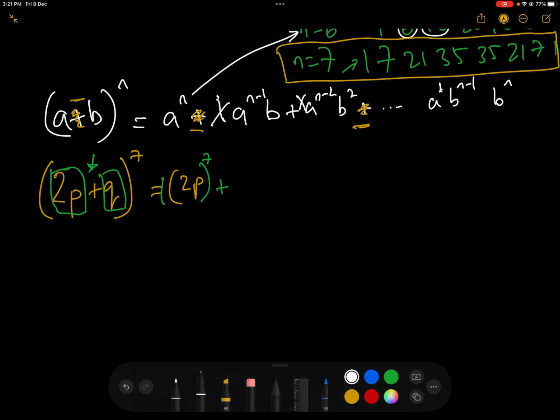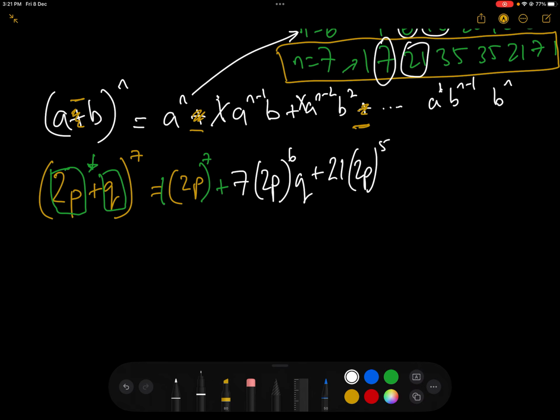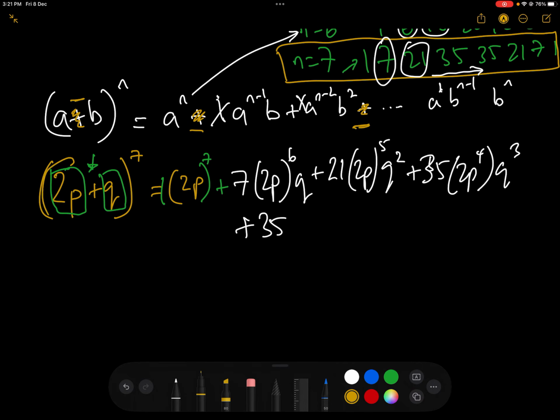Add the second term, which in Pascal's triangle is 7, times 2p to the 6 q, and then add the next term, 21 times 2p to the 5 q squared, add 35 times 2p to the 4 q cubed, add 35. All I'm doing is going along the relevant line of Pascal's triangle, dropping the power of this term by 1 and increasing the power of this term by 1 as we go along.